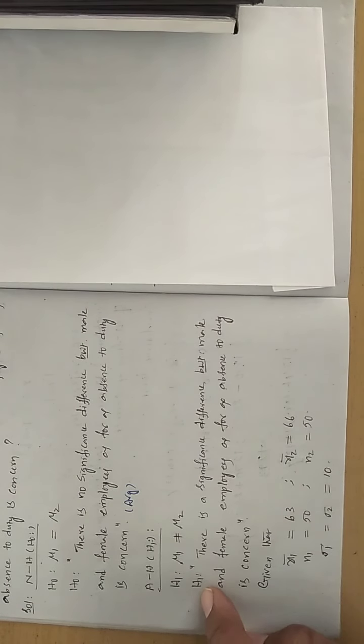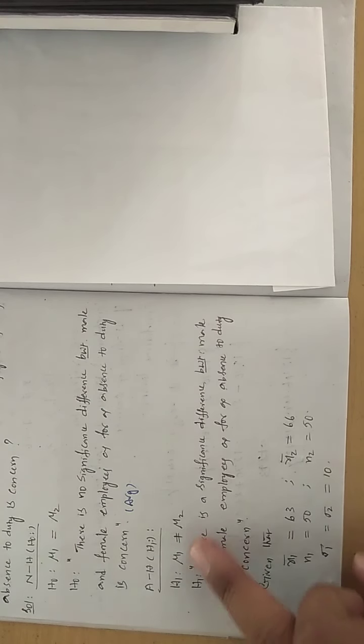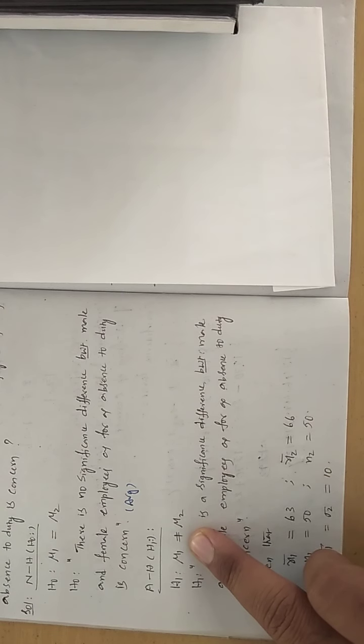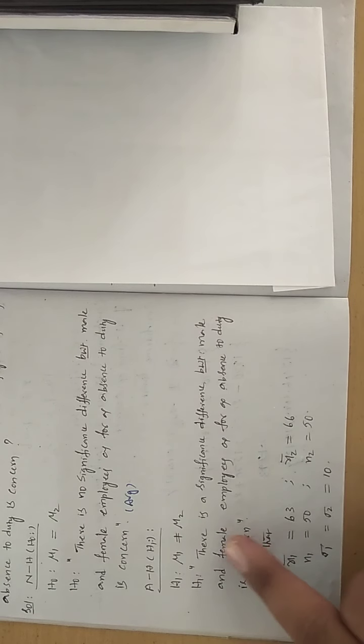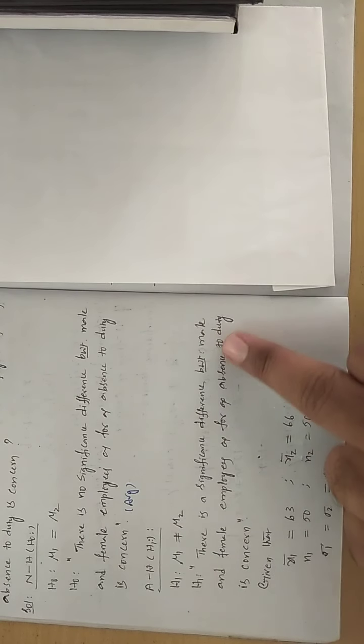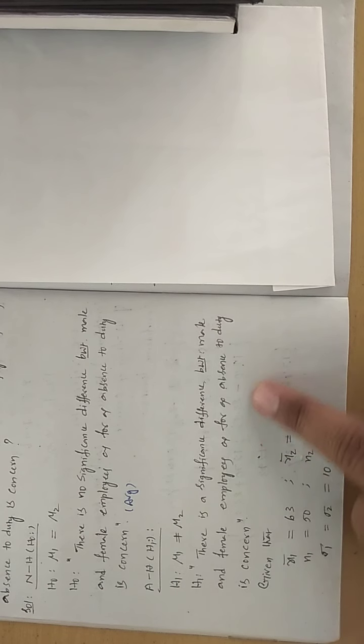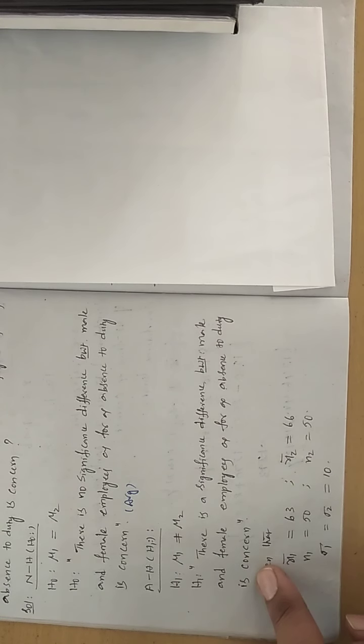Now, what is the alternative hypothesis? There are no comparative words. What are comparative words? Less than, more than, low, high, big, small. These are all comparative words. There are no comparative words at all. That's why I am simply putting here not equal to. So then how do you match? Whenever not equal to means there is a difference. So what is that? There is a significant difference between the male and female employees as far as absence to duty is concerned, as far as average working hours are concerned.